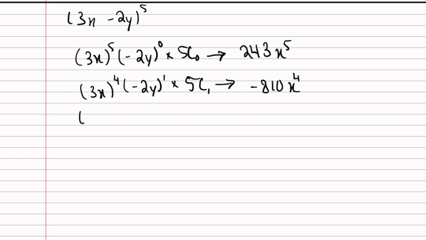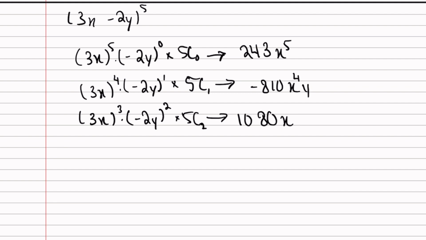Next term is going to be the third one, 3x to the power of 3 times minus 2y to the power of 2, and then multiply that by 5 choose the second power, and that's supposed to be 1080, but then we're going to have x cubed, oh I forgot the y here, x cubed y squared.